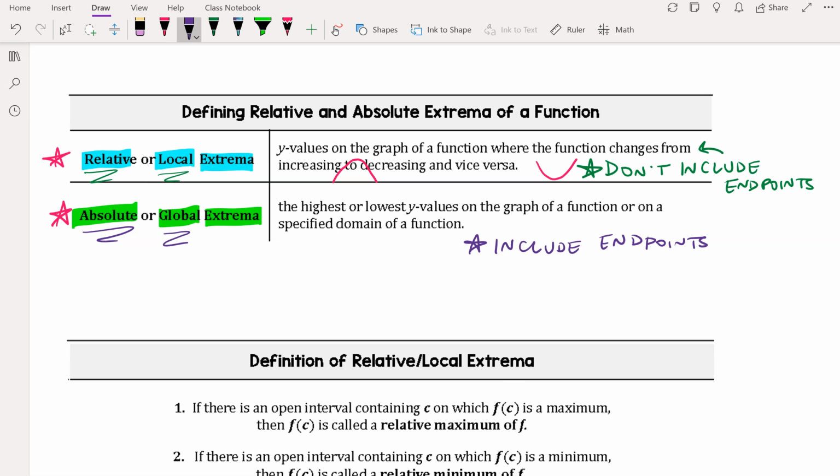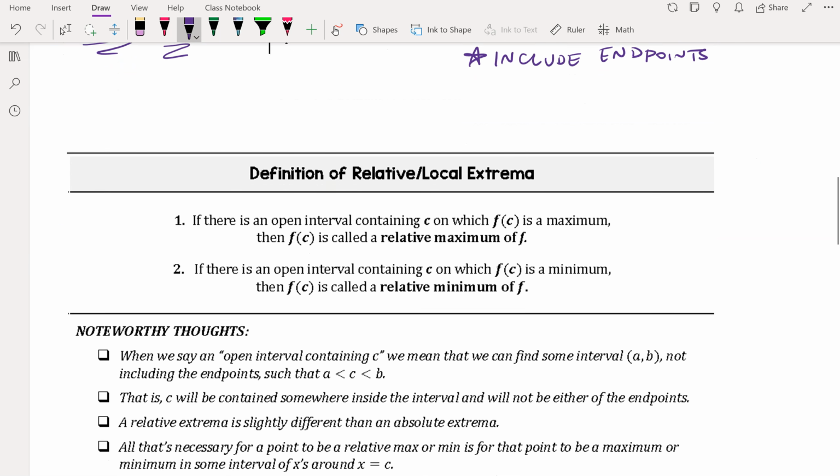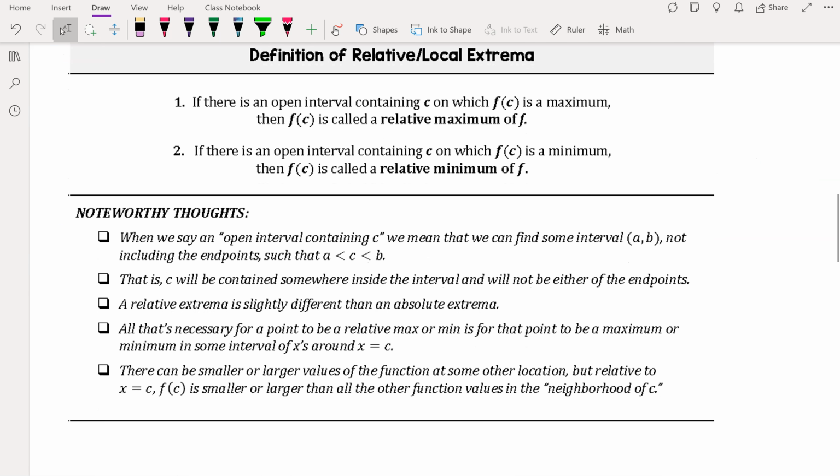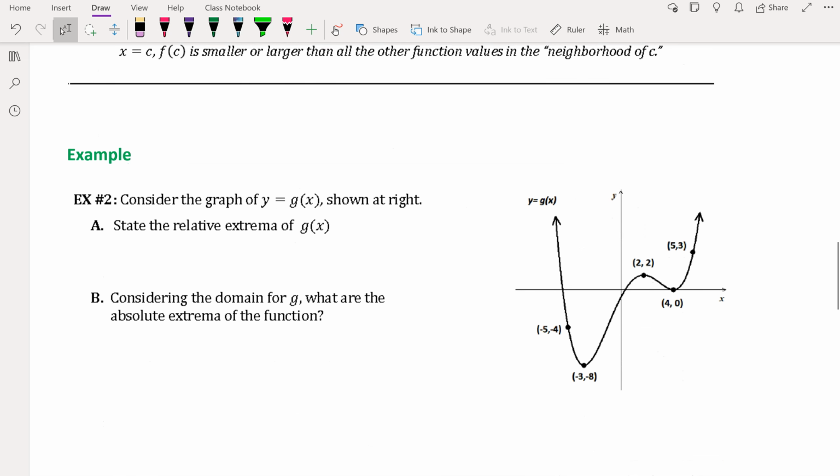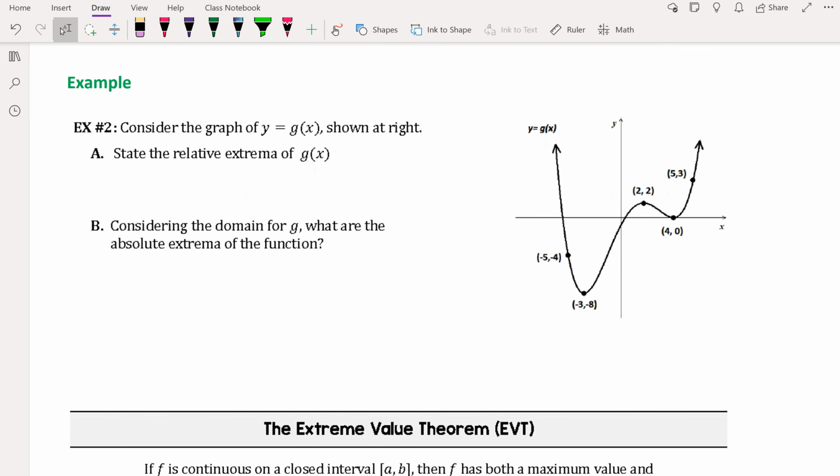Okay, let's go ahead and now use this information to solve some problems. In your notes, there's some more information about relative extrema that can be read if you're interested. You don't need to worry too much about it. We kind of covered it. Okay, so here's our first example. And you don't need to draw this example in your notes. We're just going to go over it really quick. All right, consider the graph of y equals g of x, that's this graph right here, shown at the right. State the relative extrema of g of x.